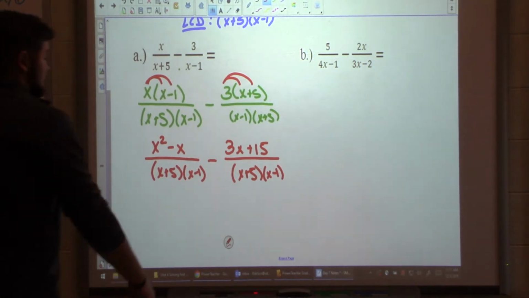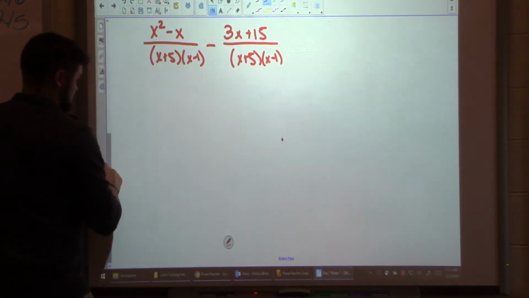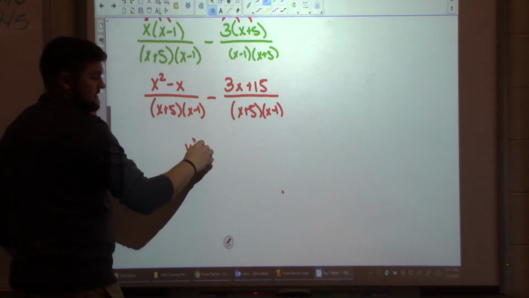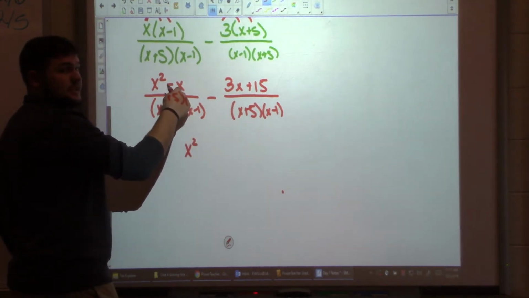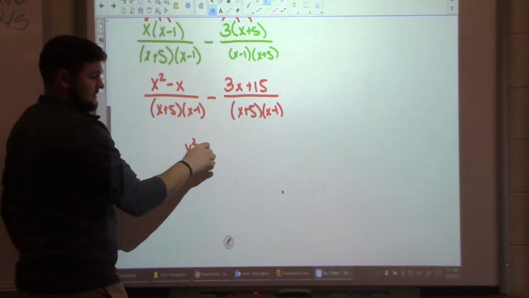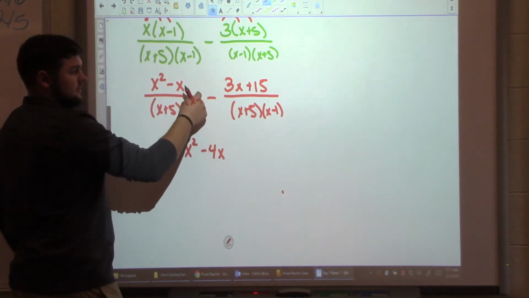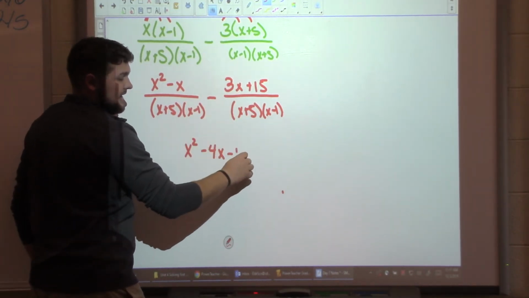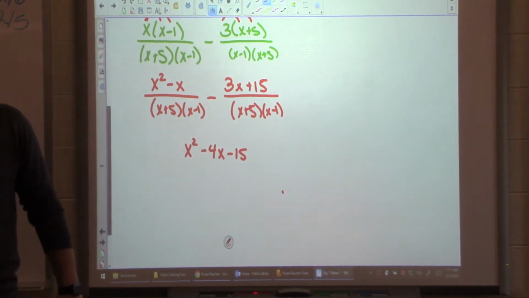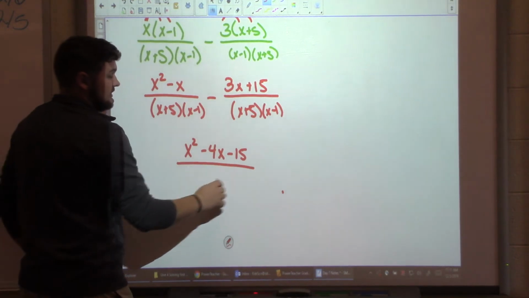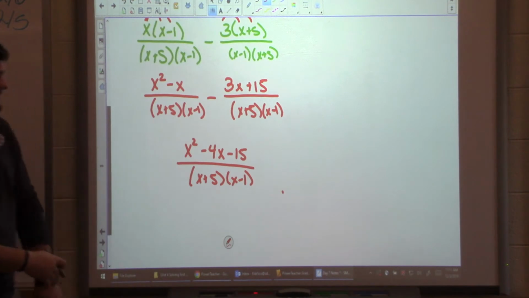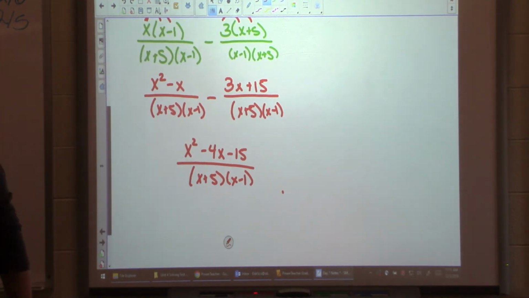Okay, so x squared minus no like terms, so just x squared. Negative x is the same as negative 1x, minus 3x, negative 4x, minus 15. Remember, that subtraction goes to both pieces here. That's one of the top mistakes we see on the assessment. Over x plus 5, x minus 1. Should I just put a box around that, call it a day? No.